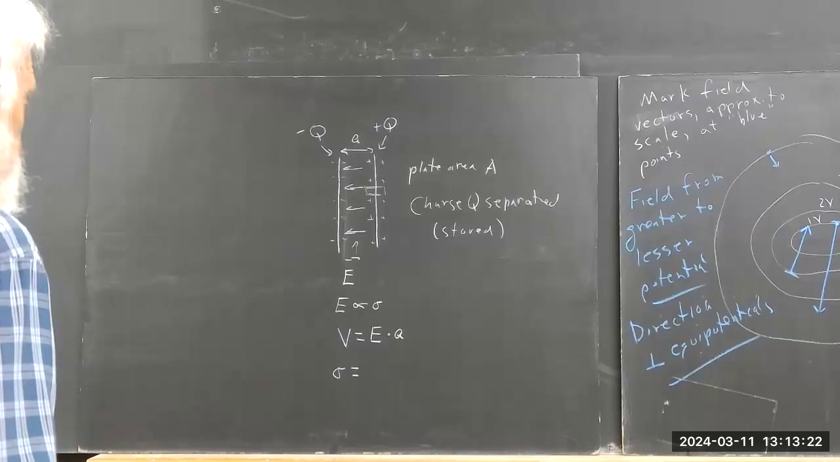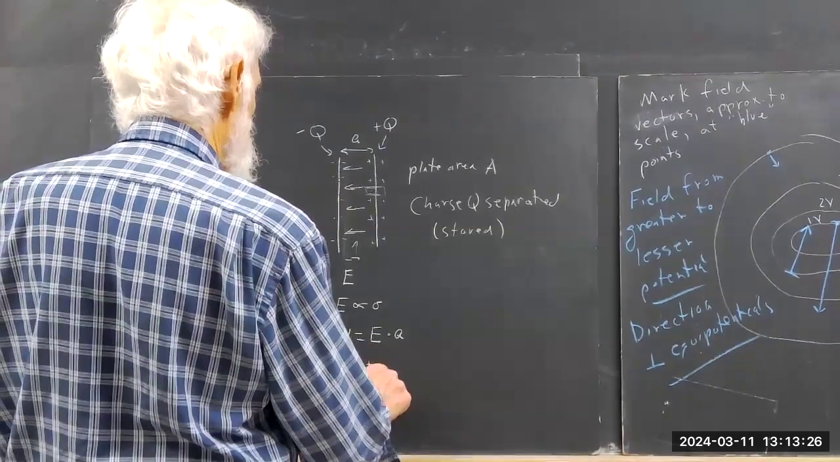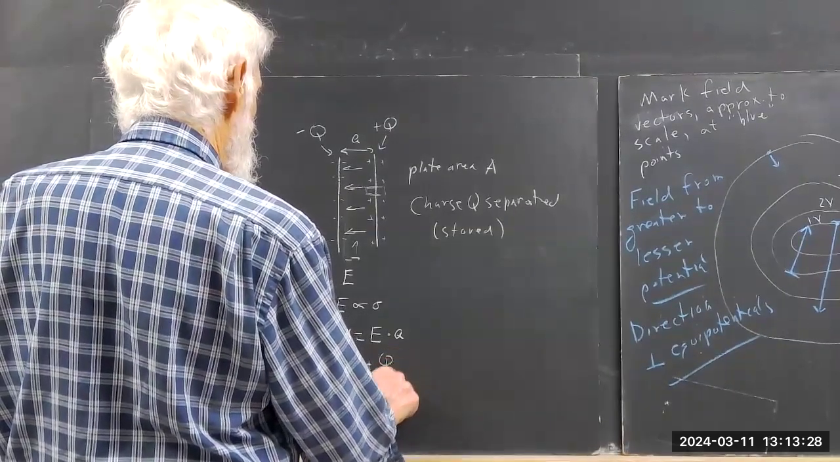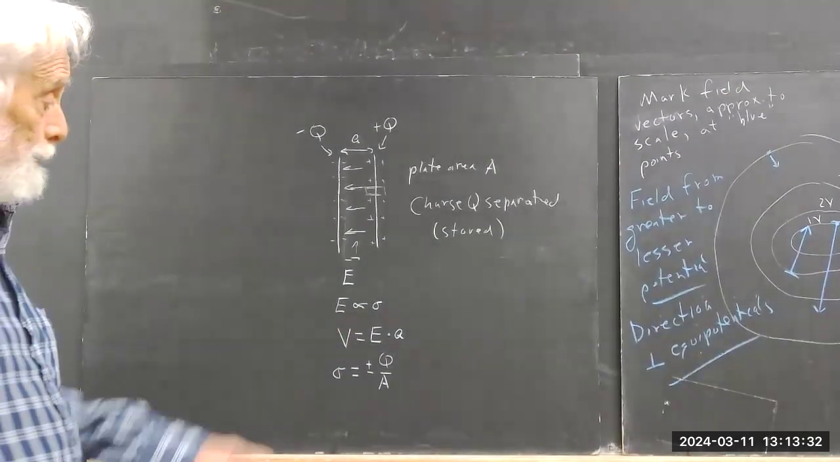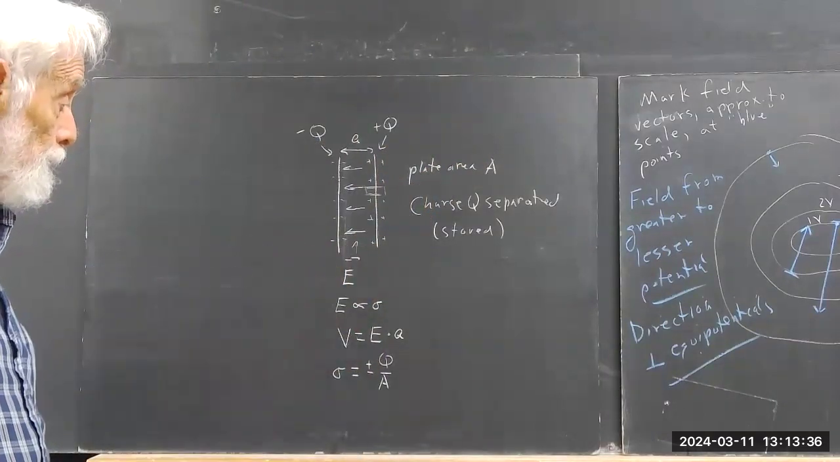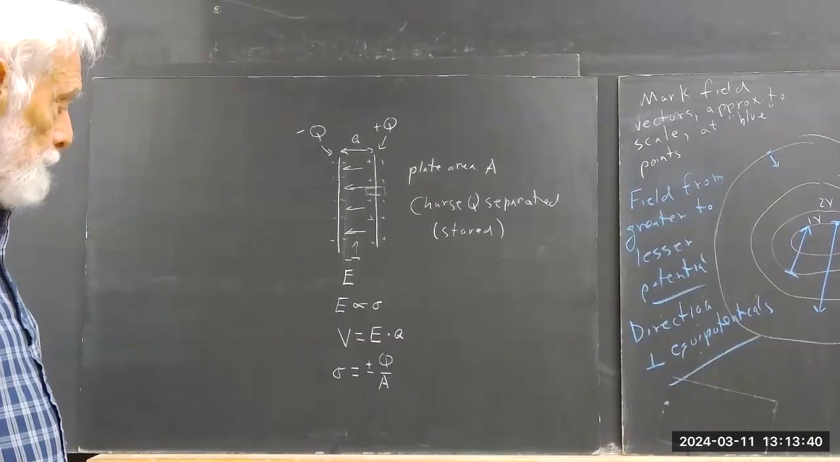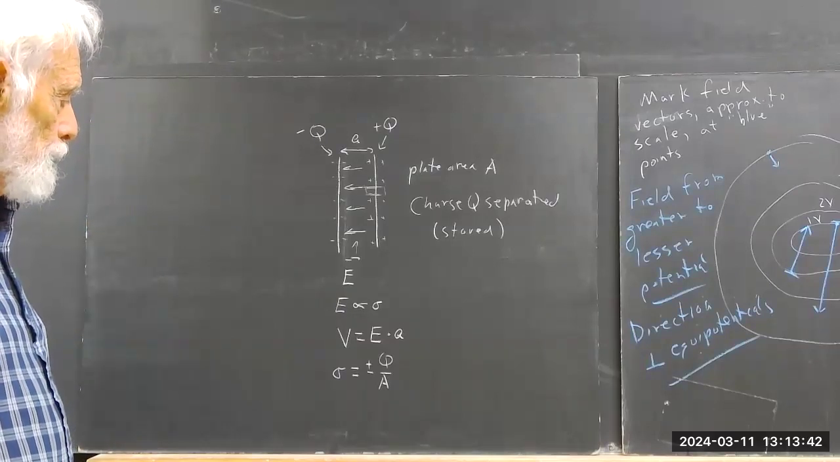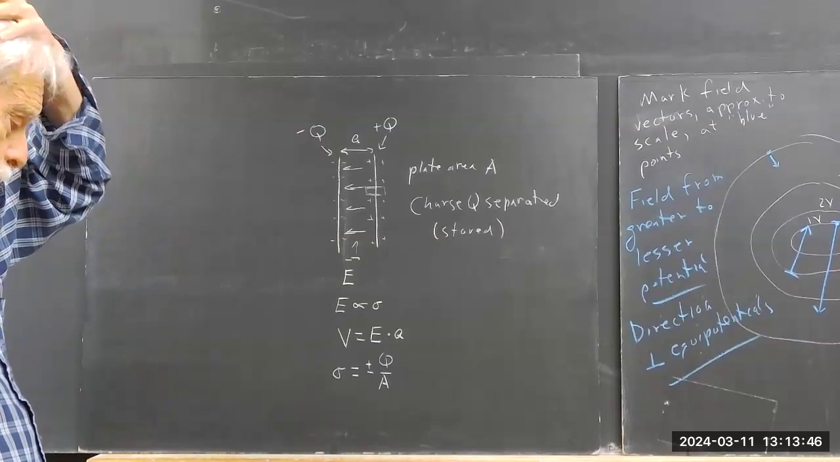Okay, so sigma, well, on one plate it's Q over A, on the other plate it's negative Q over A. Let's say it's plus or minus Q over A, and you know which one's plus, it's the one with the positive charge on it, whichever one that happens to be. Okay. So there's your sigma. So let's see, what can we do with this?